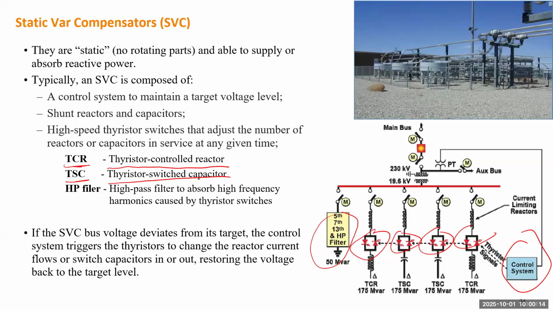So if the voltage deviates from the target, this control system will decide how much VAR will be needed. It could be a positive VAR or negative VAR. If the voltage is lower, you need to switch in a capacitor or switch out a reactor. If it's higher, you need to switch out a capacitor. So this is the last slide of this section. All right, so next week we'll move to power flow, the really important section.